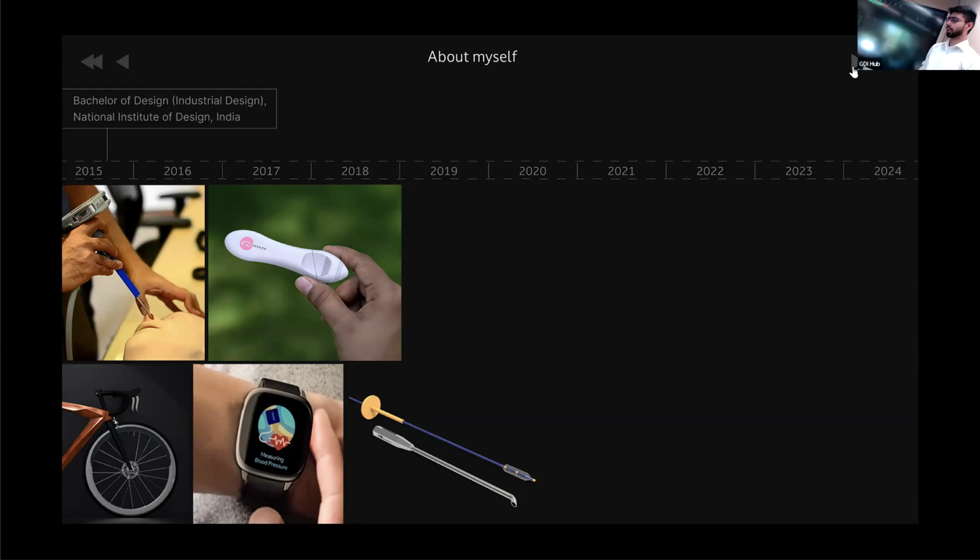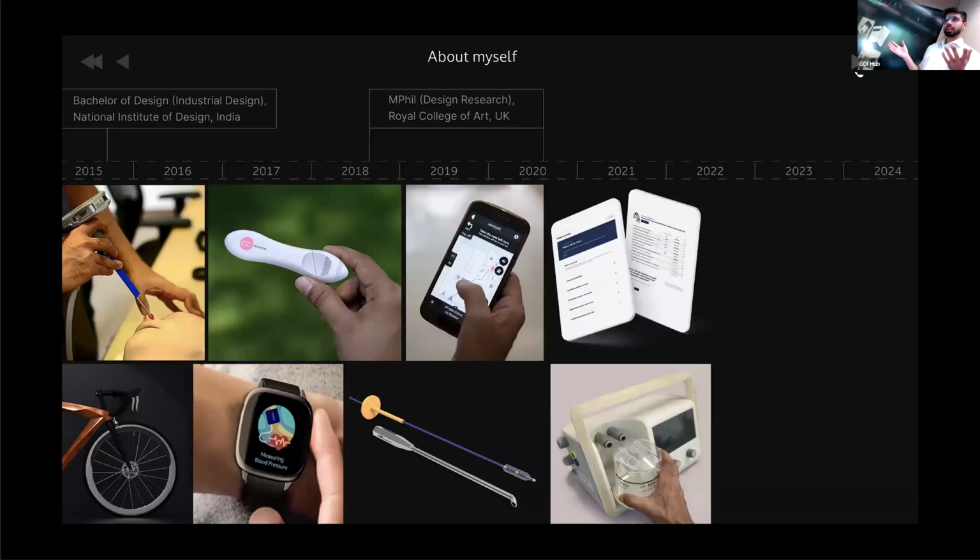From there, I got interested in the sustainability aspect of medical devices and the environmental impact. So I got the opportunity to do a research master's at the Royal College of Art in the UK. I spent 2 years over there, understanding what the sustainability implications are. Then the pandemic hit. I moved back to India and continued my practice and continued to develop medical devices, but with a new understanding of how my practice is not only affecting the patients or the users of these devices, but also the environment in general.